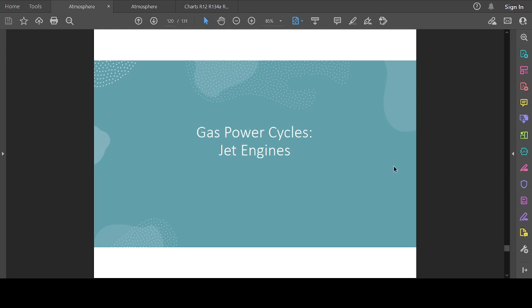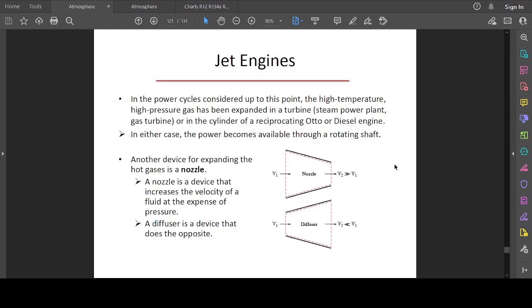So we now introduce the jet engines. In the power cycles considered up to this point, the high temperature, high pressure gas has been expanded in the turbine, such as in the steam power plant and the gas turbine, or in the cylinder of a reciprocating auto or diesel engine. In either case, the power becomes available through a rotating shaft.